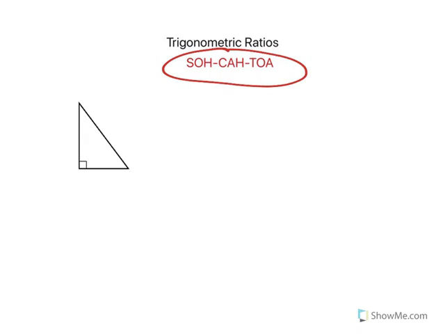It's very important to note that this only works for right triangles. So here you can see I have a right triangle. The corner is 90 degrees. So I'm going to show you how to use SOHCAHTOA trigonometry to solve for missing sides of a right triangle.